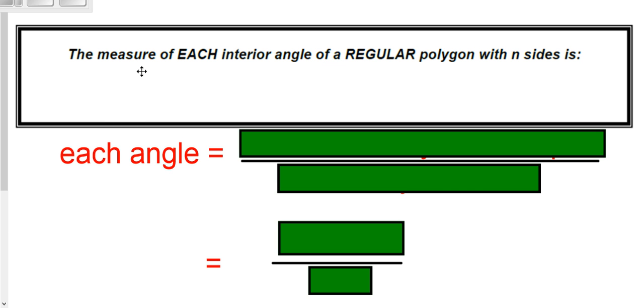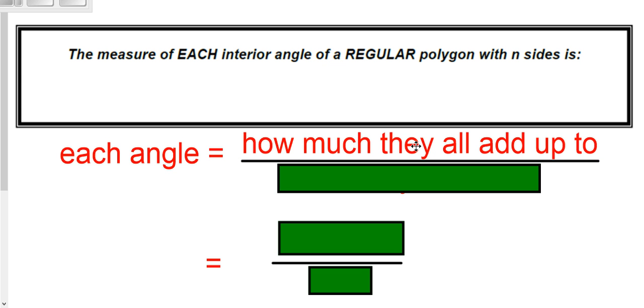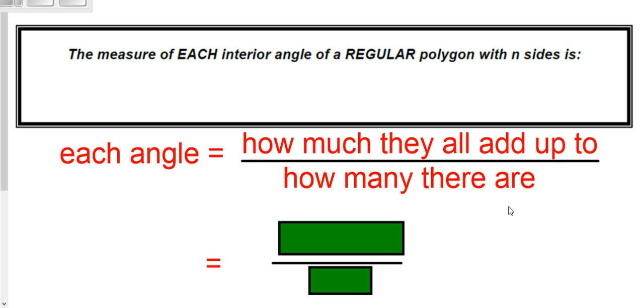The measure of each interior angle of a regular polygon with n sides. So this is just one, not the sum of them. But if it's a regular polygon, they're all the same. So how much is each of those angles? So we start to write a formula for this. Copy this down when we're all done. Each one, first we start with the sum of all of them. How much will they all add up to be? And then we're going to divide that by how many angles there are, how many sides there are.